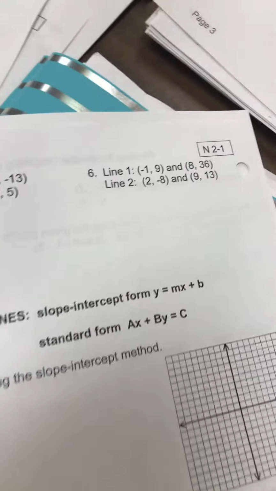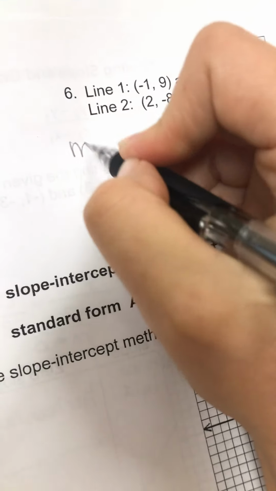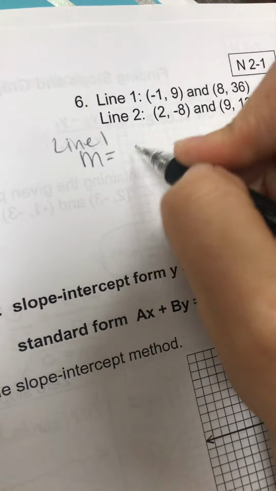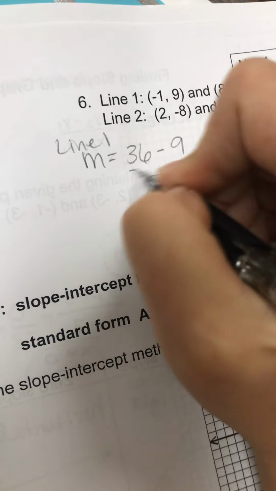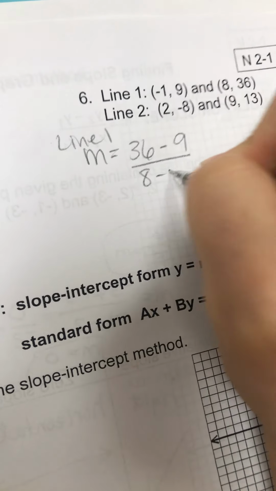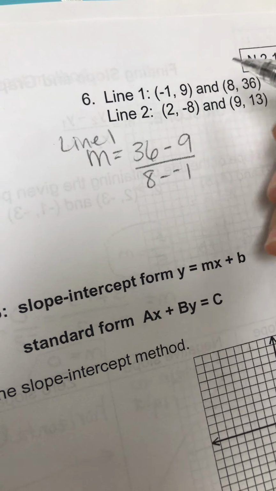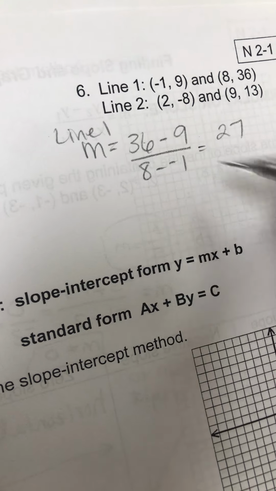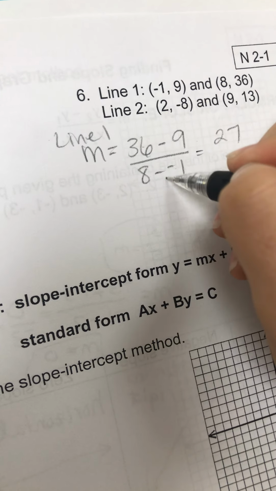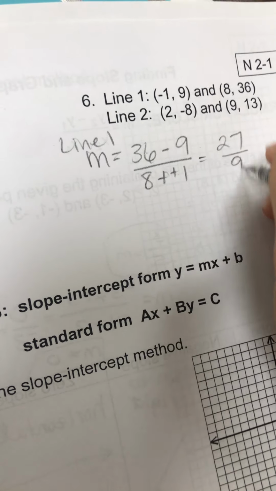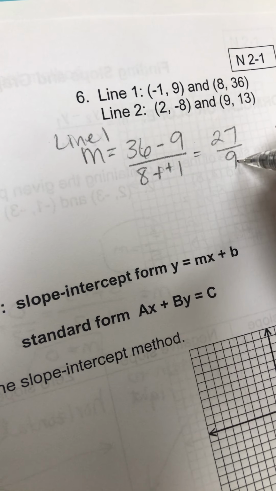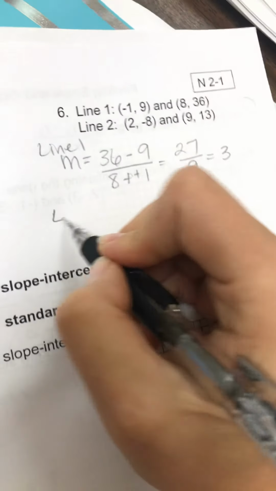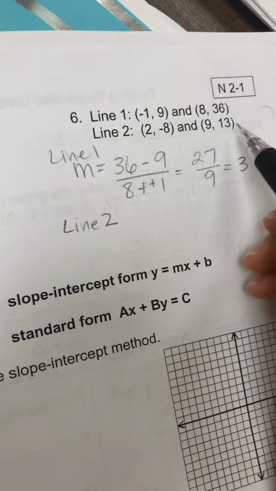Okay, so now let's do one more. Let's look at number 6. For line 1, m is equal to 36 minus 9 over 8 minus negative 1. So 36 minus 9 equals 27. And then 8 minus negative 1 becomes a positive, and you get 9. So 27 divided by 9 equals 3. So now for line 2, you're going to get 13.